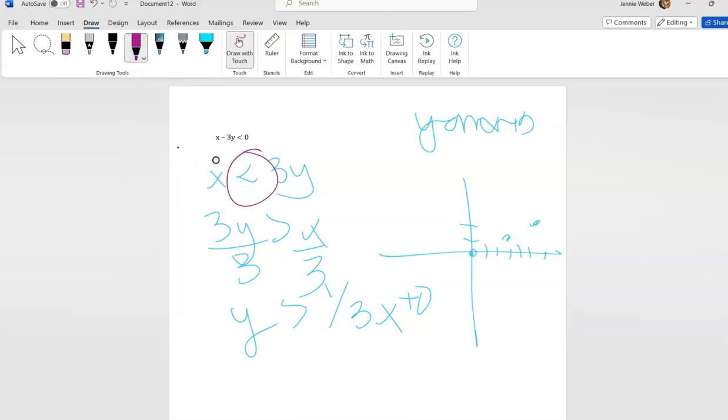Now, this is a less than. It is not an or equal, so this is a dotted line, okay? If this was a less than or equal, I would do a solid line, but this doesn't include the line because it's not or equals. Then I have to decide which side this is going to be on.